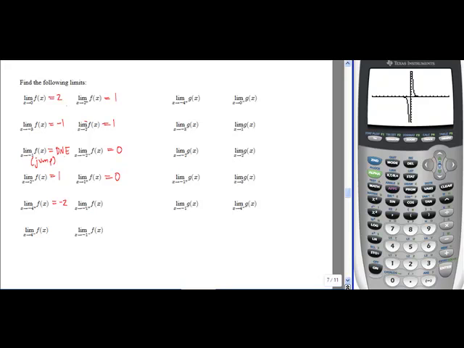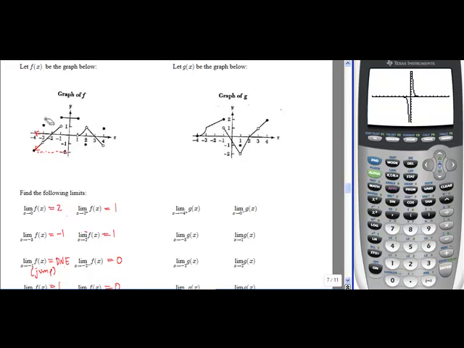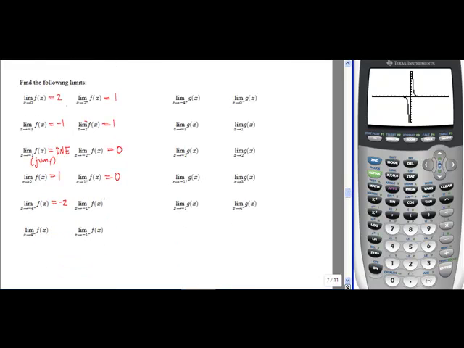Now we want the limit as we approach -1 from the right-hand side. So -1 from the right-hand side would be this direction for the x's, which correspond to these y's, and that arrow point is going right towards that black dot, which is at a height of 2. So this right-hand limit will equal 2.